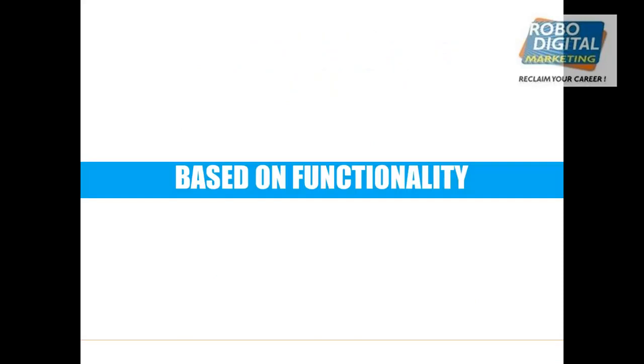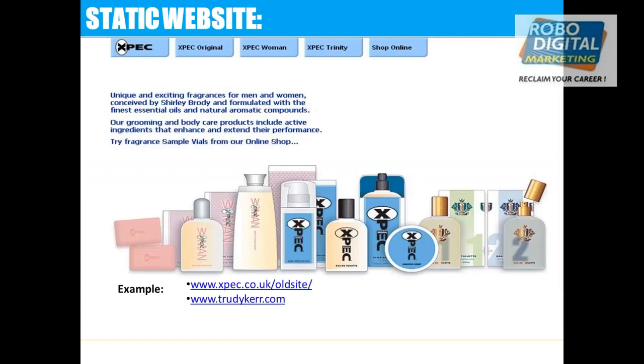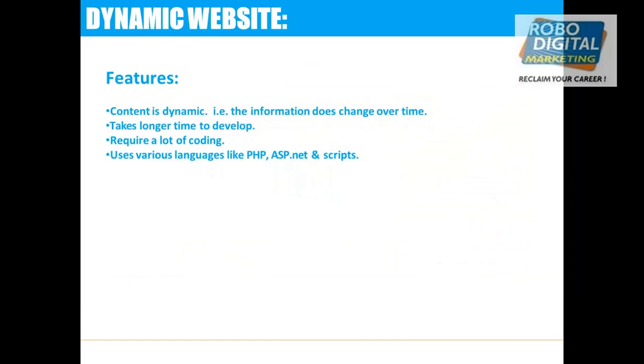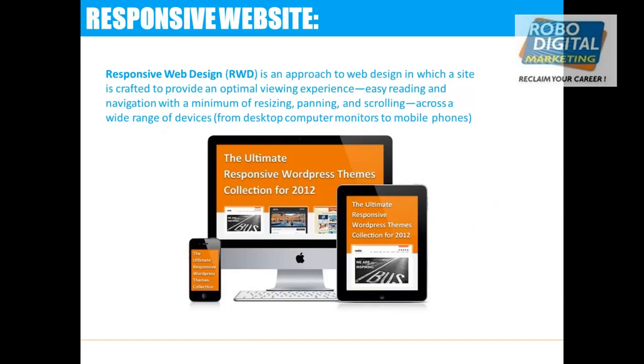The first is based on functionality. We have categorized the website into three parts. The first type of websites are static websites, which have normal content, and the content is not changing. Dynamic websites are those websites whose contents keep on changing, where users can put their content into it. And the third type of website is responsive website.